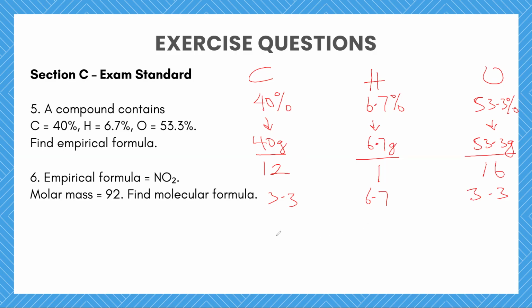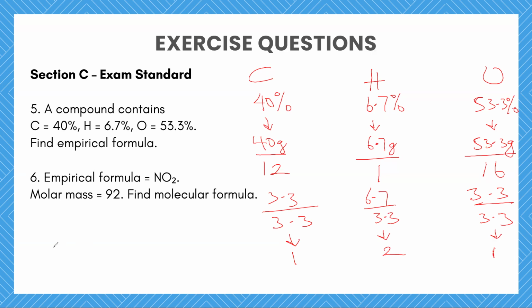So the next step to carry out would be to divide all through by the smallest number. In this case, the smallest number happens to be 3.3. So let's go ahead and divide all through. The results become 1, the result here becomes 2, and the result here becomes 1. So let's plug in our values.